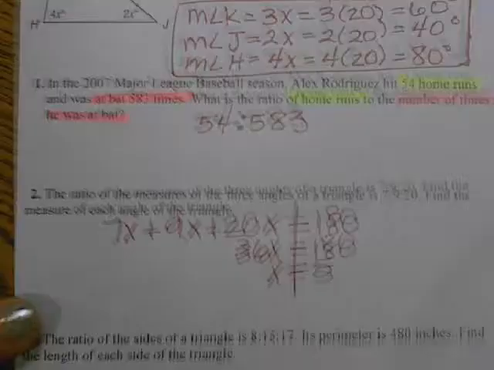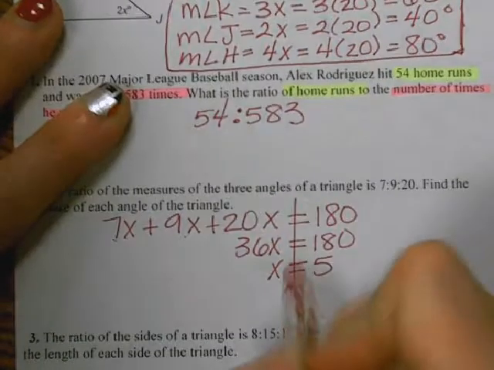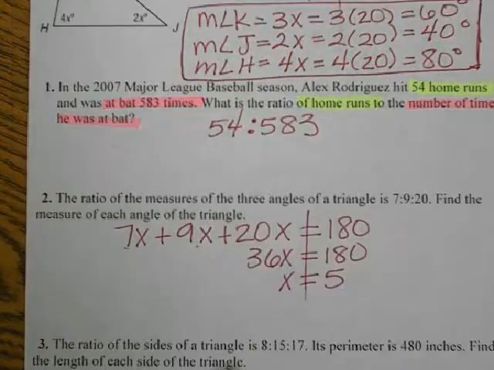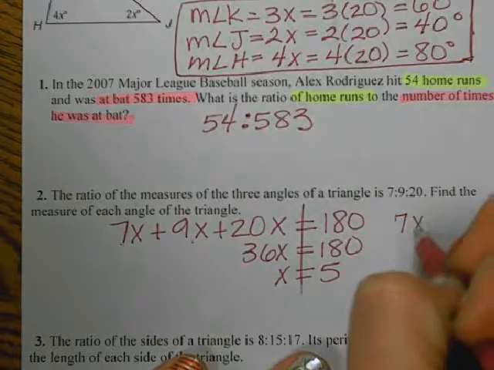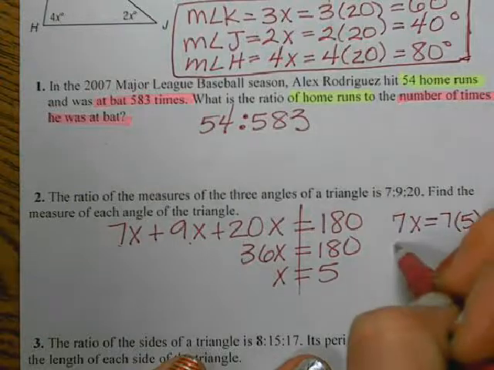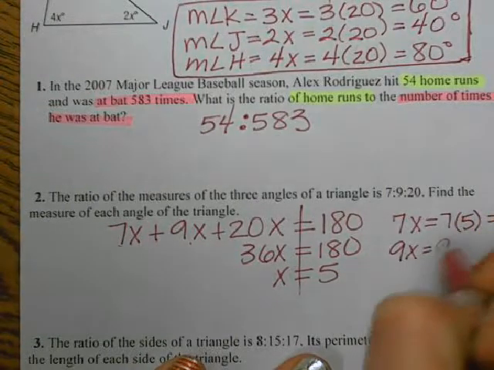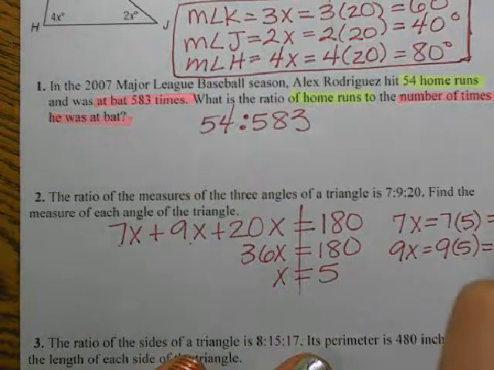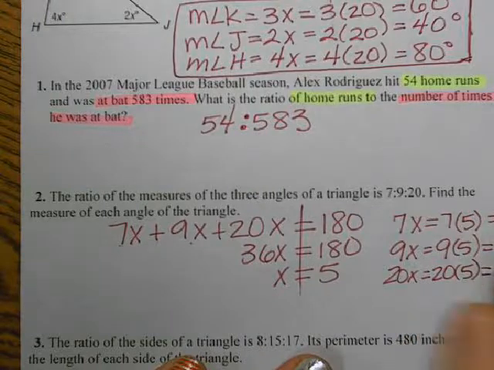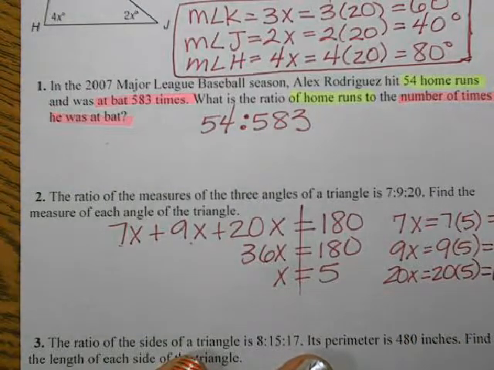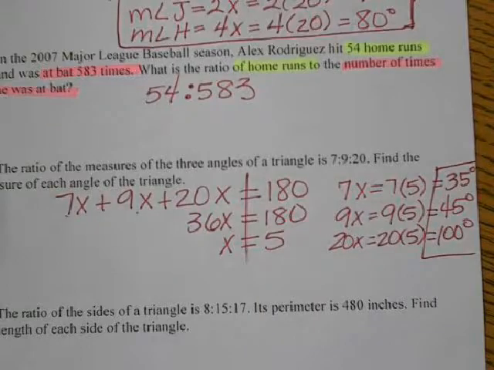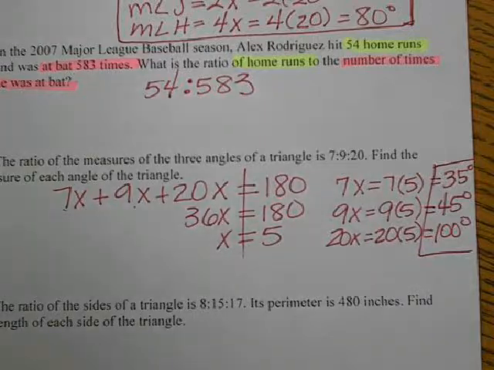Now it didn't ask us what x was, it asked us for the measure of each angle. It doesn't tell us the letters on the triangle, so we're just going to say the first one is 7x, so 7 times 5, so the first angle is 35 degrees. Then it's going to be 9x, so that's 9 times 5, so that'll be 45 degrees. And lastly, 20x, which is 20 times 5, so that's 100 degrees. So those are the measures of the angles in the triangle. Okay.